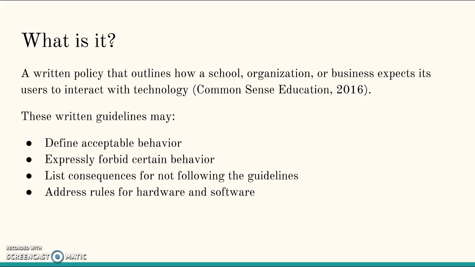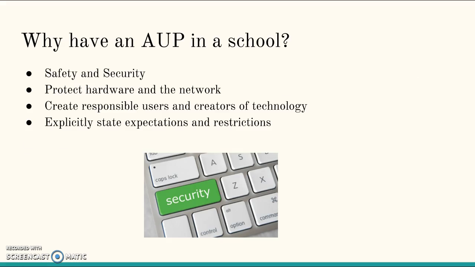However, many AUPs include sections that define acceptable behaviors, forbid certain behaviors, list consequences for breaking the rules, and address rules for certain hardware and software. It's important for schools to have an acceptable use policy to protect students, staff, and the school from inappropriate technology use. The safety and security of students and staff should be at the top of every school's list. Having an AUP allows students to use technology safely. They also help protect the privacy of students and staff.